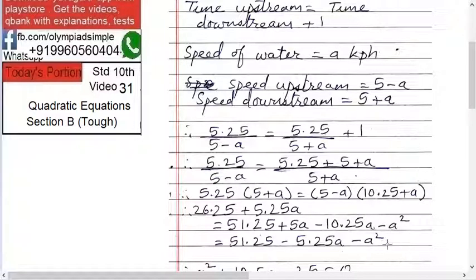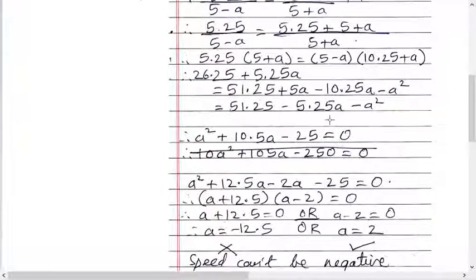5.25a minus a square. Bring everything on one side, so it becomes a square plus 10.5a minus 25 equals to 0. So 10.5a and 25. So how to solve this? So a square plus 12.5a minus 2a minus 25 equals to 0.